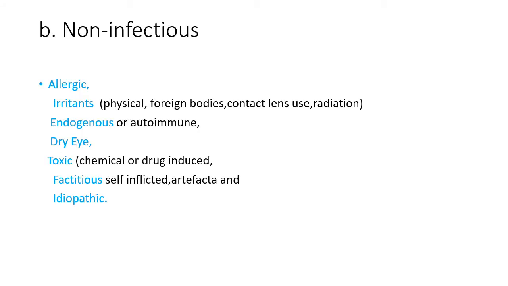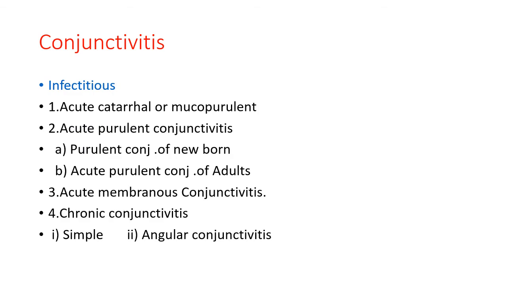Already I have mentioned the non-infectious types, that is allergic, endogenous, dry eye, toxic. Factitious is a variety that is because of self-infliction. Already I have mentioned infectious conjunctivitis. Again, it is acute catarrhal or mucopurulent, acute purulent. So purulent conjunctivitis of newborn is called ophthalmia neonatorum, and acute purulent conjunctivitis of adult is, unless proved otherwise, because of Neisseria gonorrhoeae. Then you can have acute membranous conjunctivitis and chronic conjunctivitis.